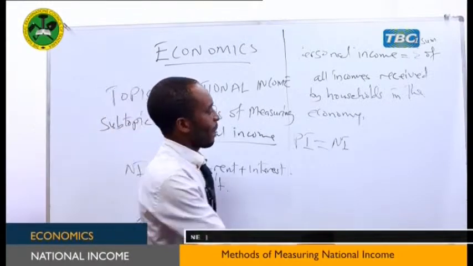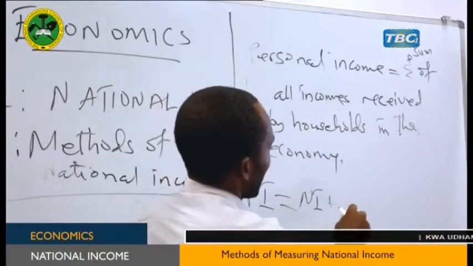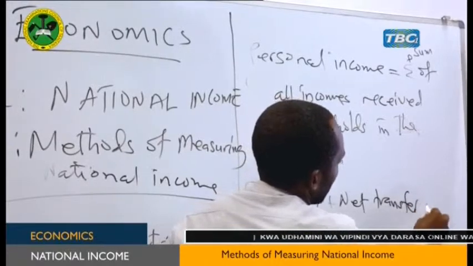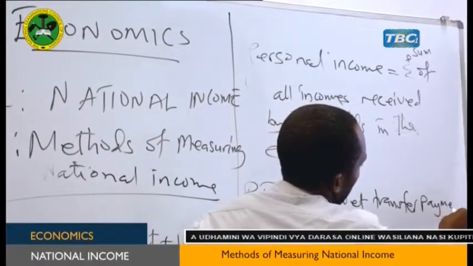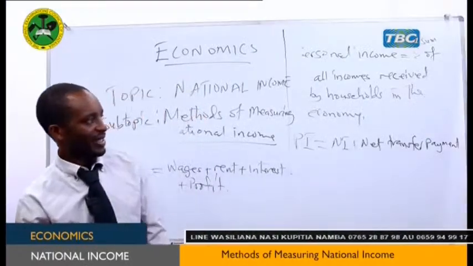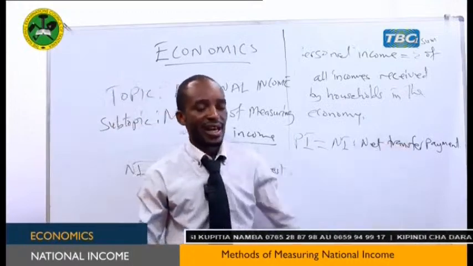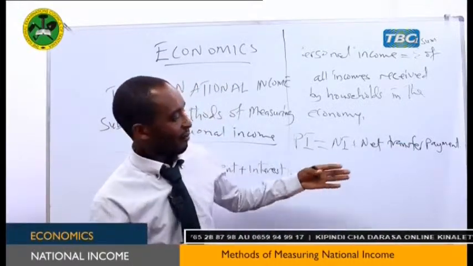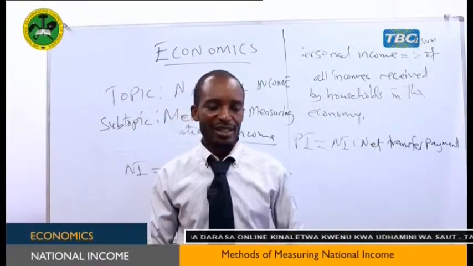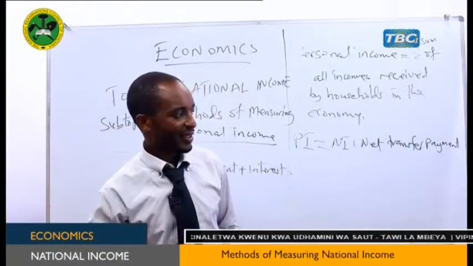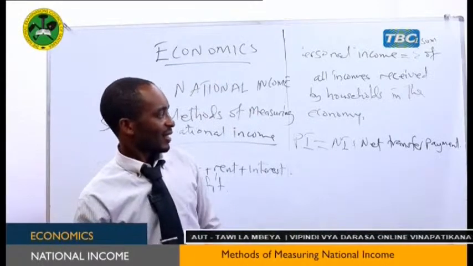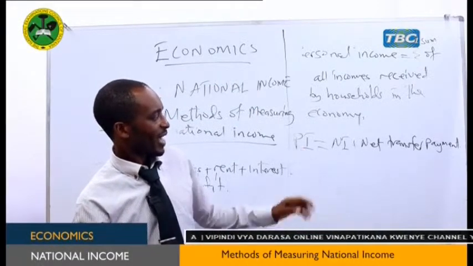Take national income, you add net transfer payments. These transfer payments are money or some assistance from the government. If you receive money from either the government or the private sector, we call that a transfer payment. So when you add it to the national income, you get personal income.